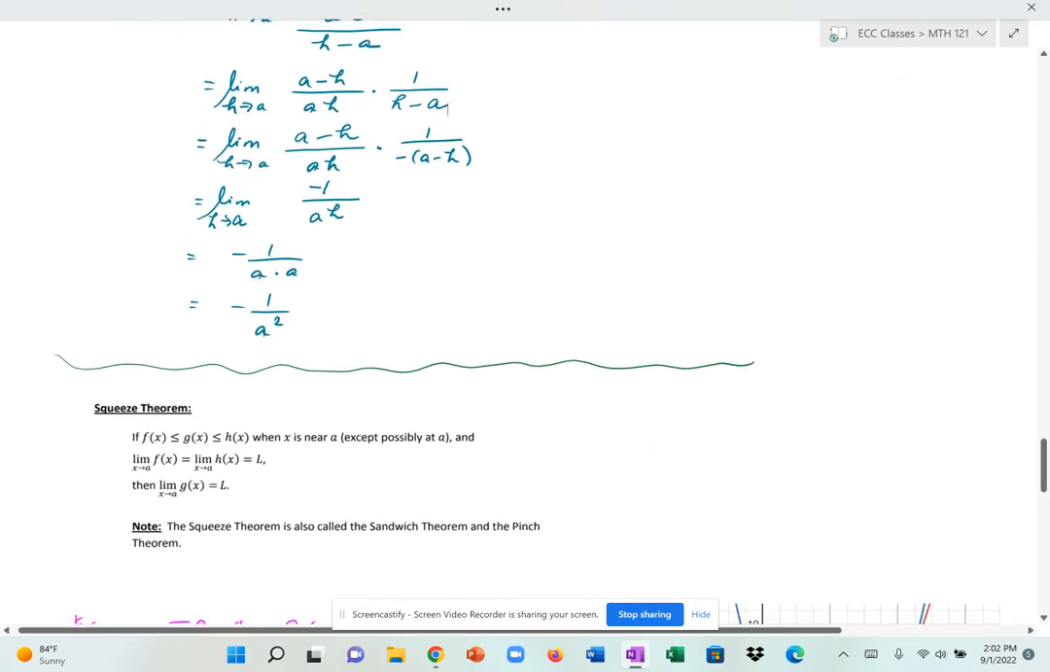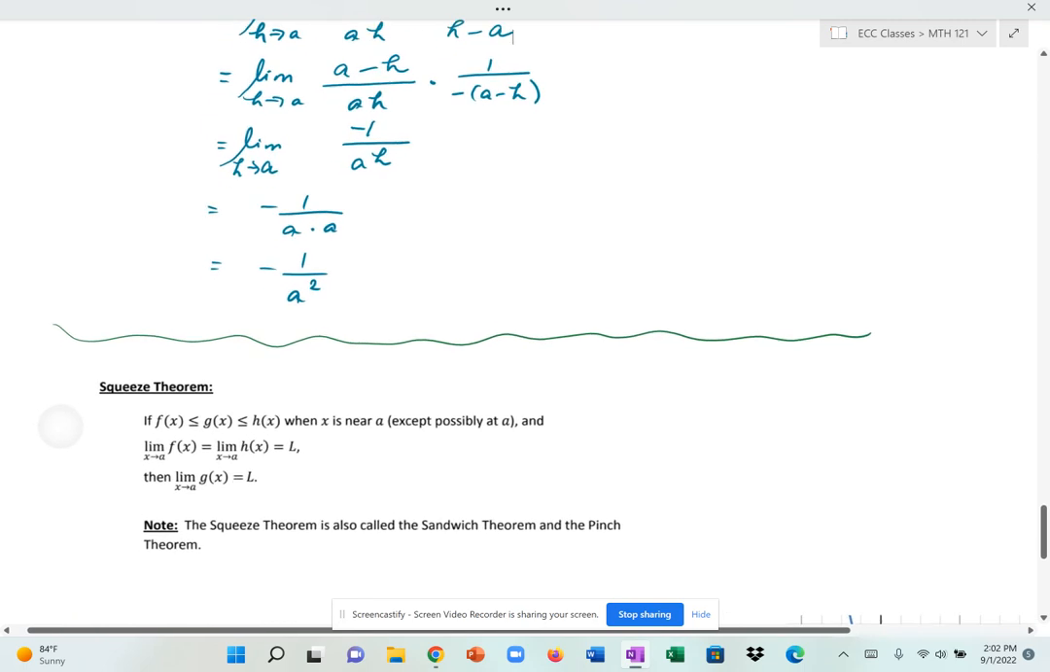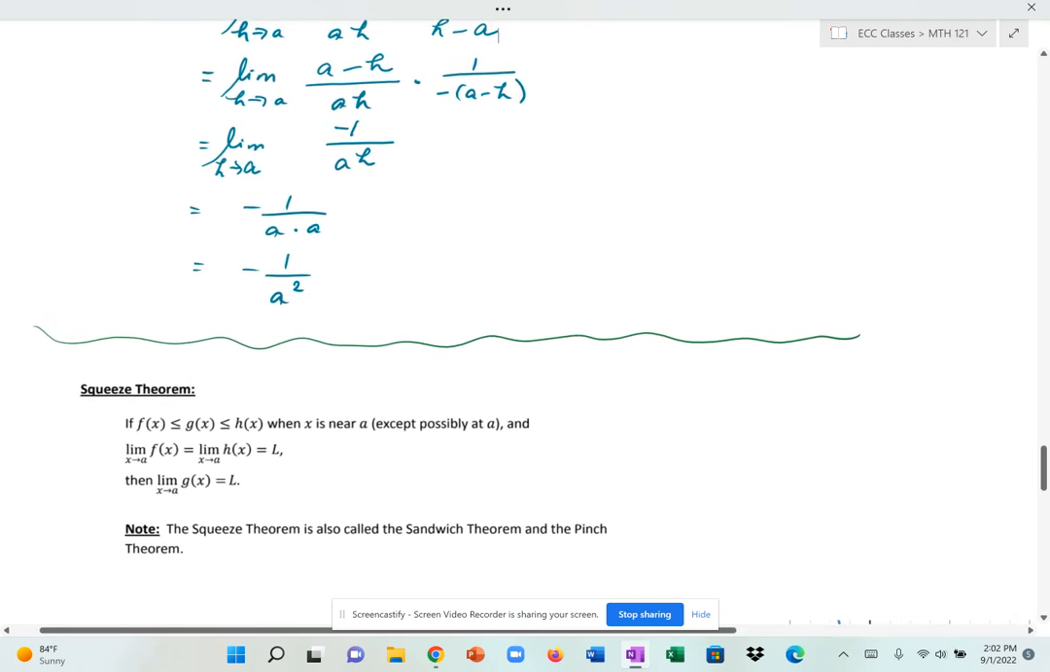All right, so the last part of this lesson is on a theorem called squeeze theorem. It's also called the sandwich theorem or the pinch theorem. So I guess the idea is that you're going to have one function that I'm calling g of x in the middle of two other functions.